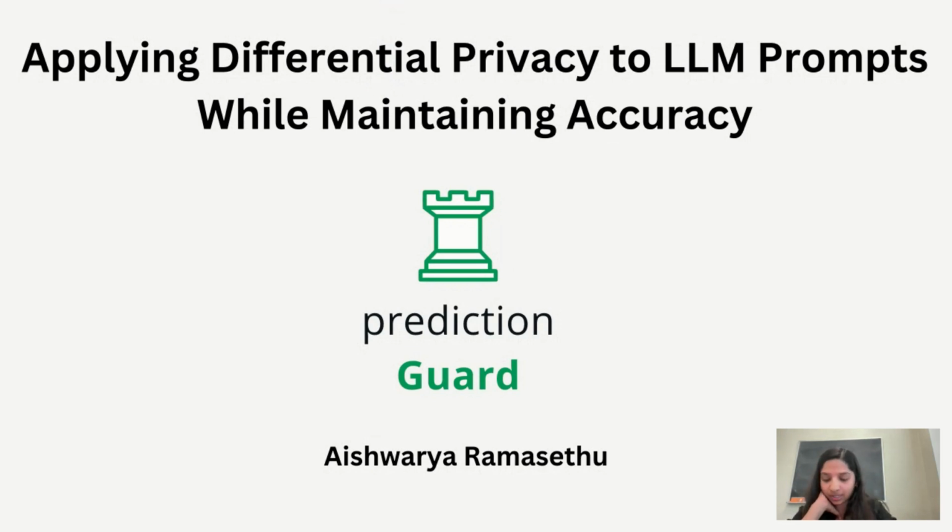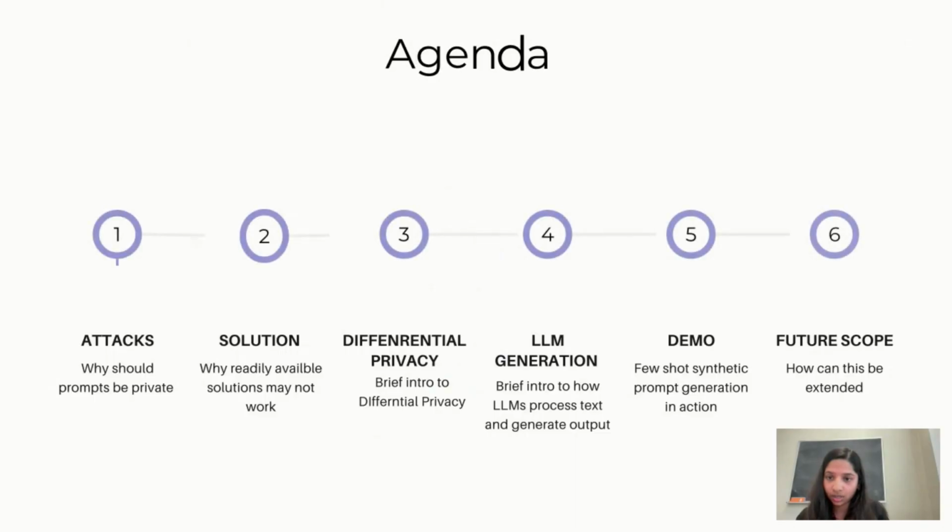That's where differential privacy comes in. It's designed to keep individual data points anonymous even while getting accurate results from large language models. Today I'll be talking about how we can use differential privacy to create synthetic few shot prompts for various tasks, ensuring privacy without losing performance.